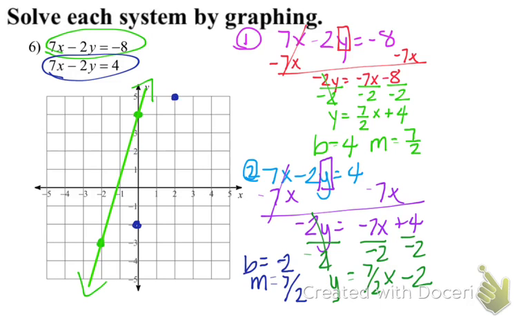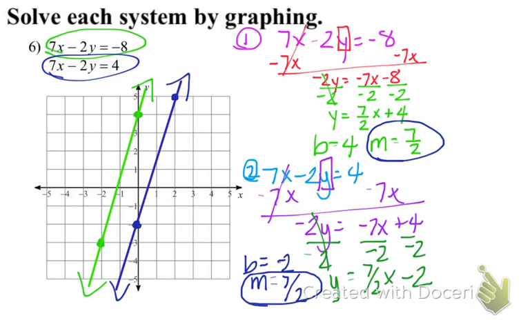Here's my question. Are these two lines ever going to cross? Well, based on my graph, I would say no, they're never going to cross. And if you look at their slopes, what do you notice about the two slopes here? I have 7 over 2 and 7 over 2. The slopes are equal. When the slopes are equal, this means that the lines will be parallel. So if the lines are parallel, we know that they're never going to cross, which means the solution to my system is actually no solution.